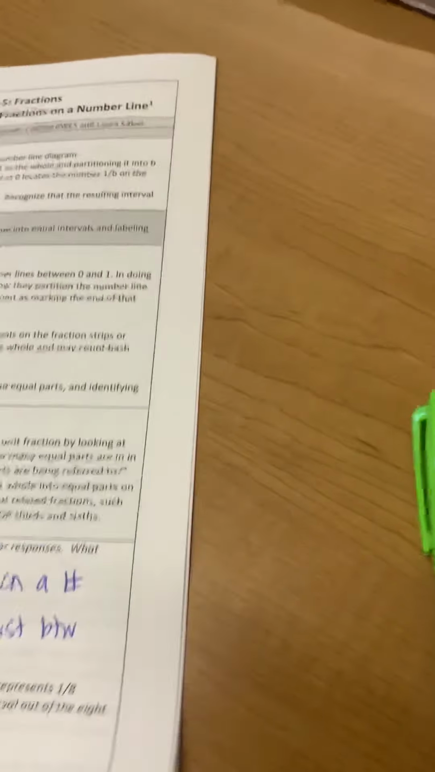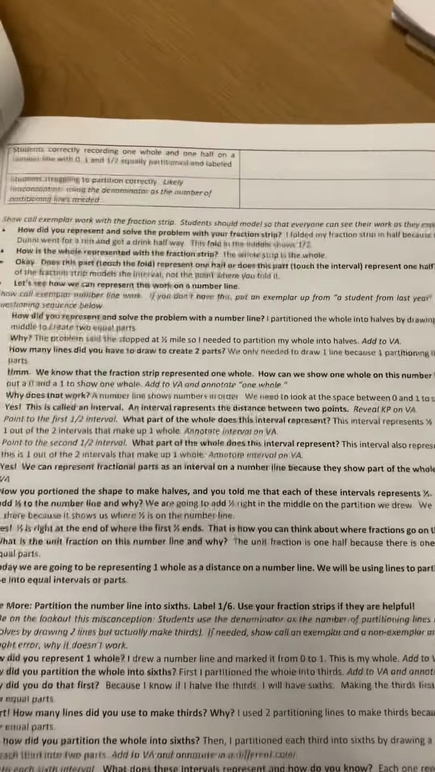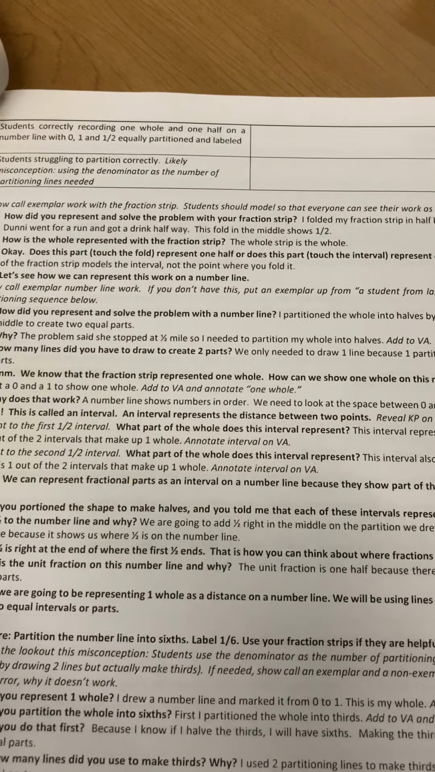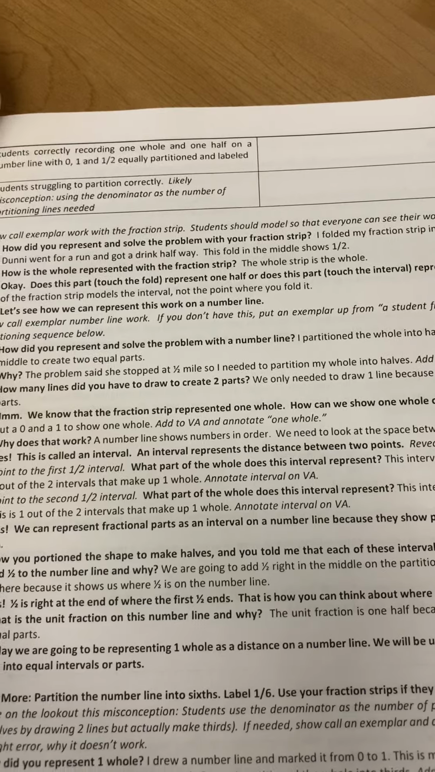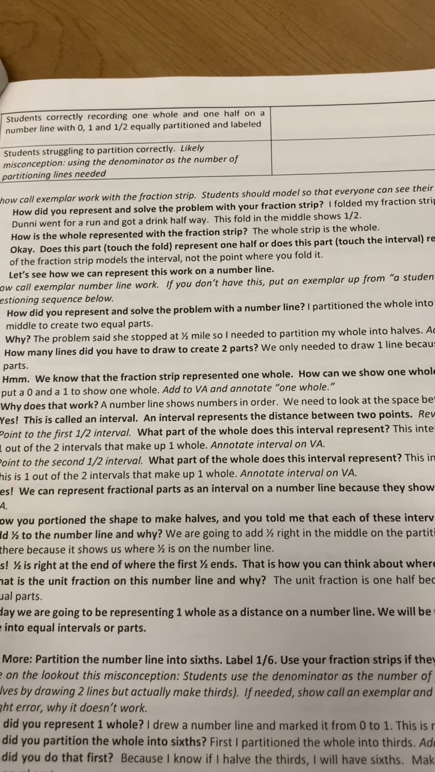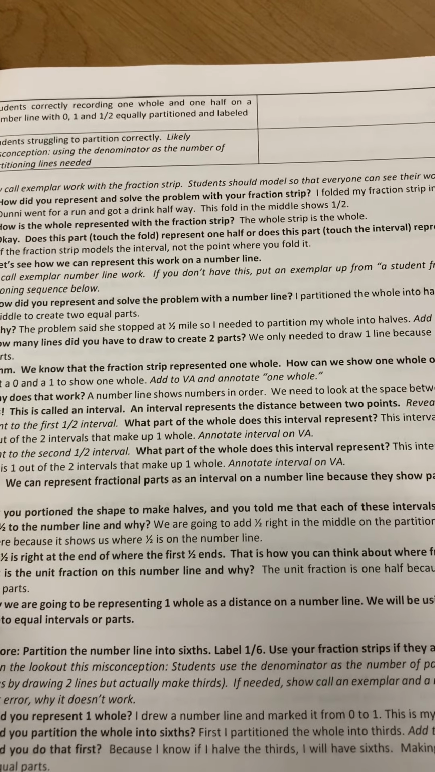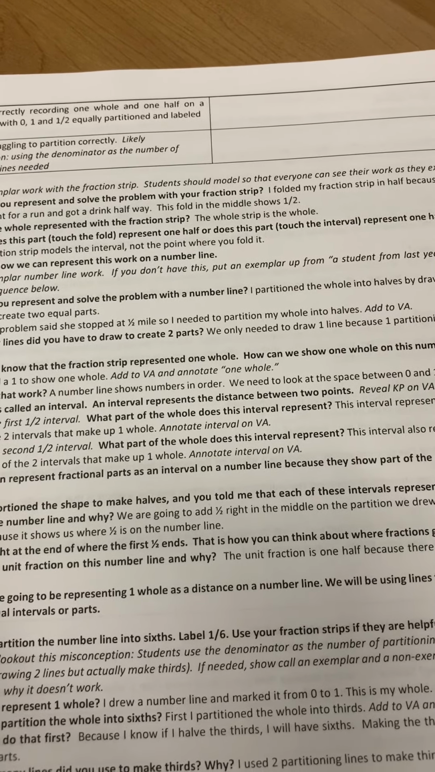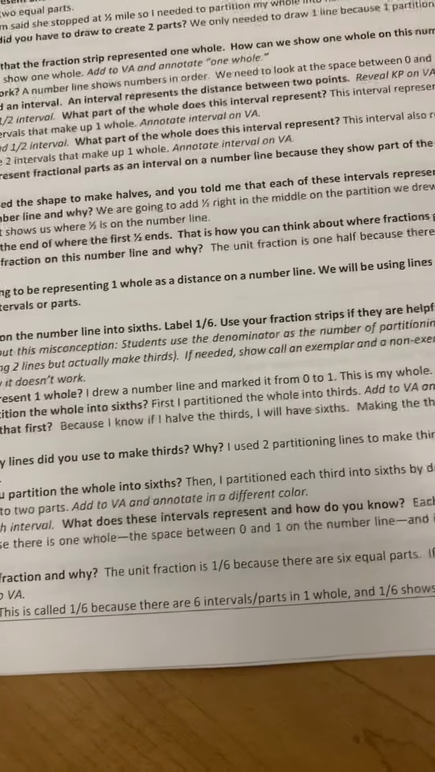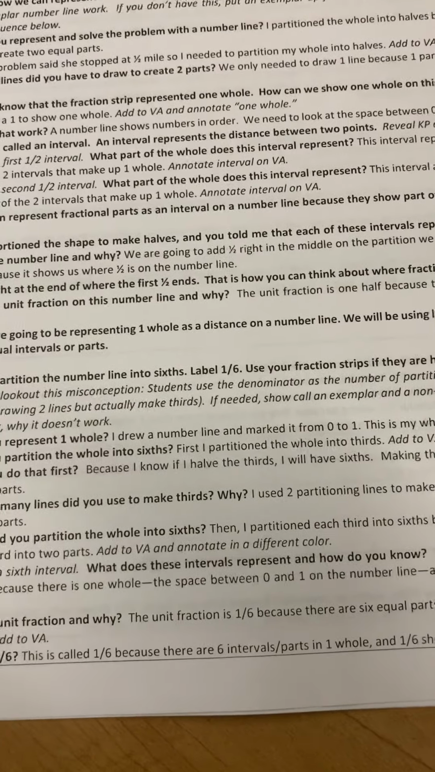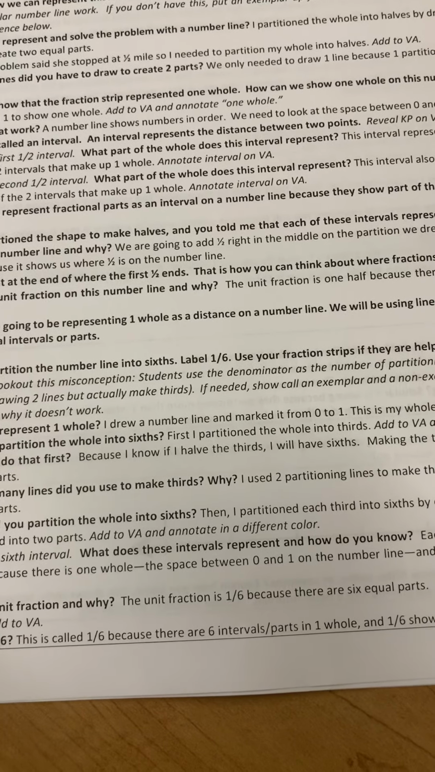Okay, so today, in order for us to be able to do that, how would you represent the story problem? What's represented? How did this whole represent with the fraction strip? How did you represent and solve? Why? How many lines did you use to draw and create two parts? We only need to draw one line because we're partitioning. This is really procedural. How did you represent one whole? How did you partition the whole into 6? Why did you do that first?